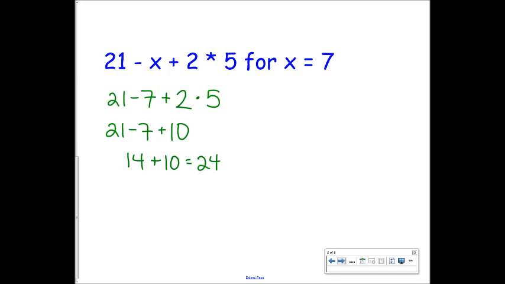4. Is that the right answer? No. So you got to go left to right. So do it like you'd read a book. Left to right.